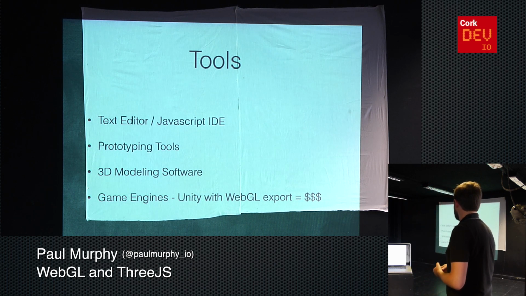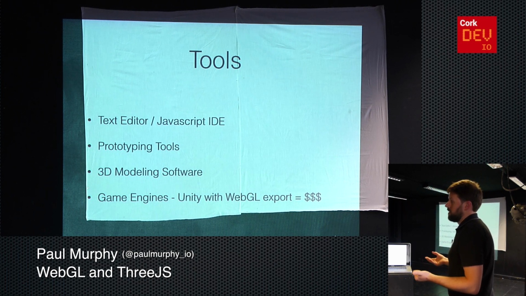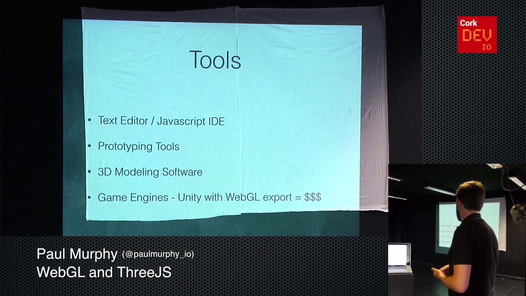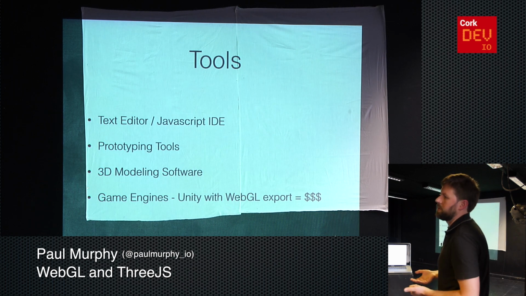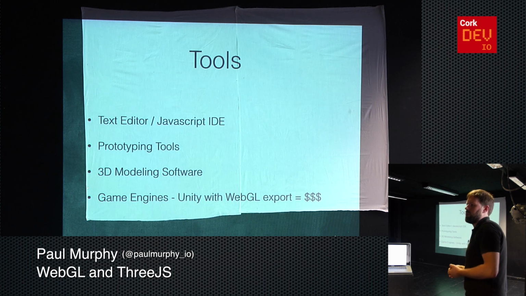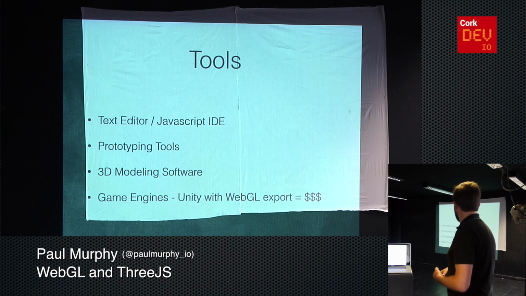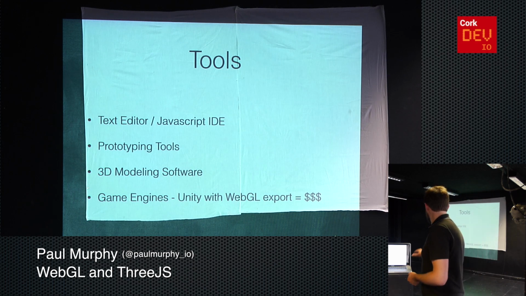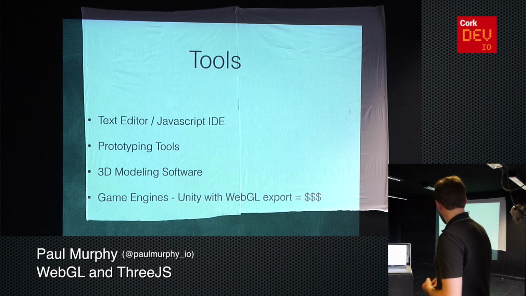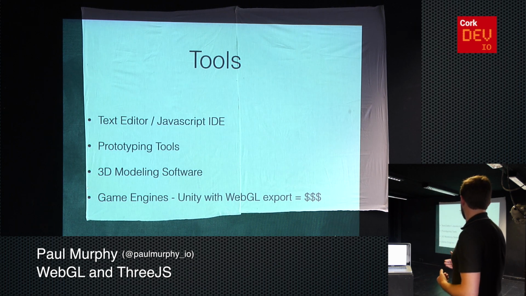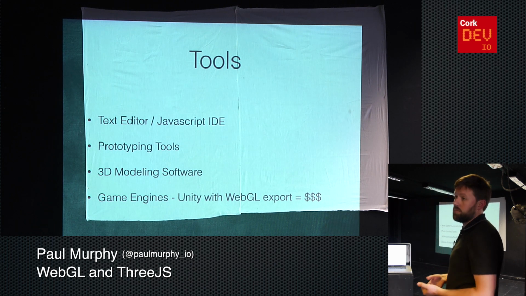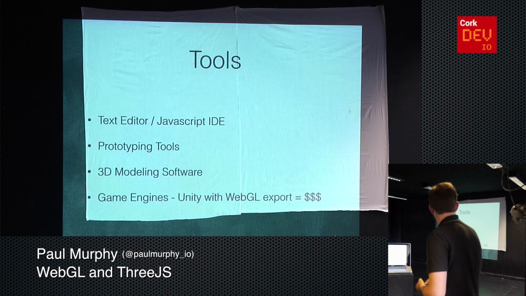There's also 3D modeling software. The most popular, I suppose, for non-game studios would be something like Blender, which is open source and free. There are other 3D modeling software that's obviously quite expensive, and that's used in production movies and AAA level games, but Blender is what's usually used. And then there's game engines, which are not quite a Three.js tool, but the next version is going to export WebGL.